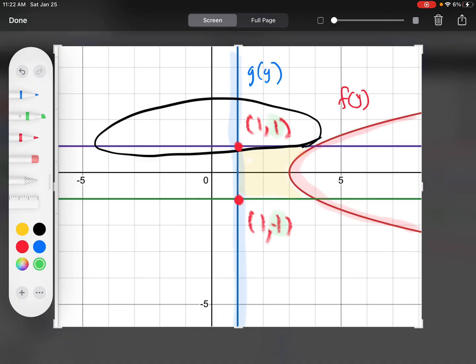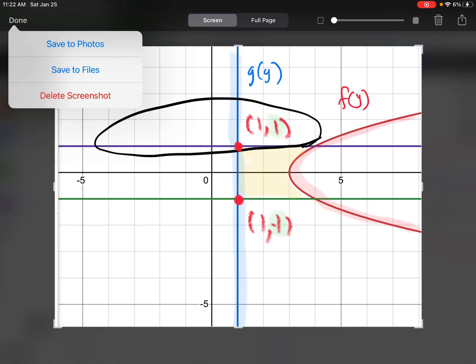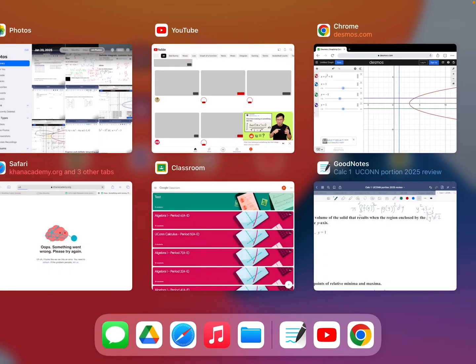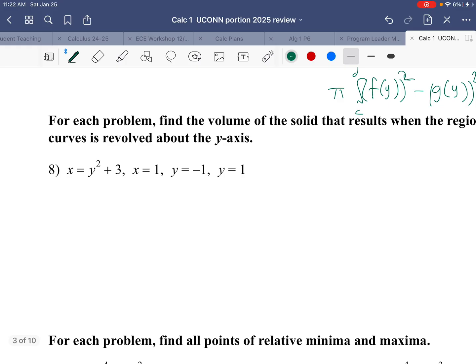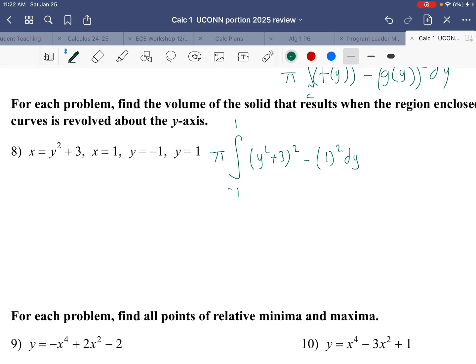So I'm going to hit done, save the photos. If I go back here, I'm going to set this up like the integral from negative 1 to 1 of y squared plus 3 squared minus 1 squared dy times pi. Because we're revolving this around, we're integrating the area and we're looking at areas of circles.